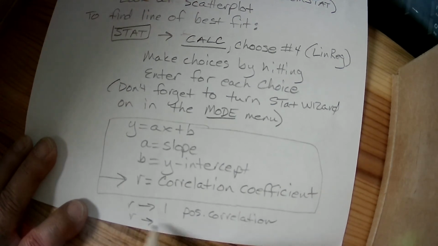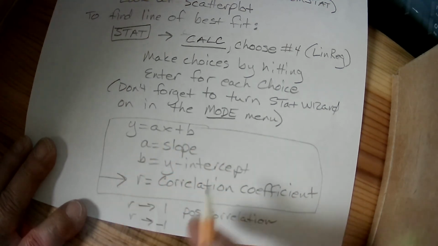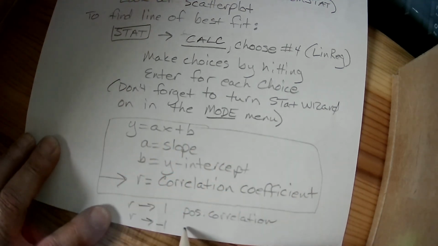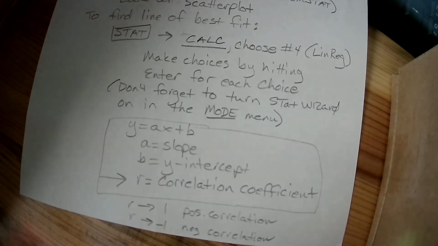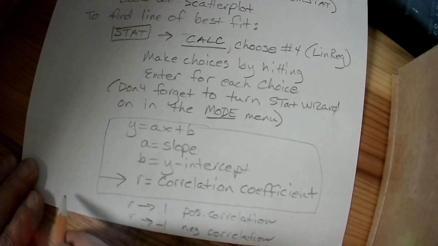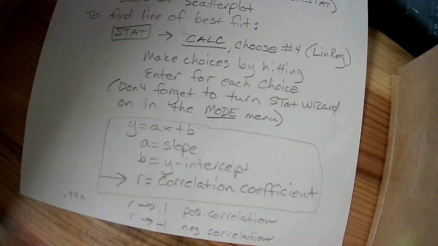If the R value is close to -1, then we know that this line is a really good line of best fit, and it shows a strong negative correlation. When you do this problem with the femur and the height, when I did it on my calculator, I got a correlation coefficient of like 0.999 something. Well, that's about as close to 1 as you can get. So there is a positive correlation between the length of the human's femur and the height of that human.